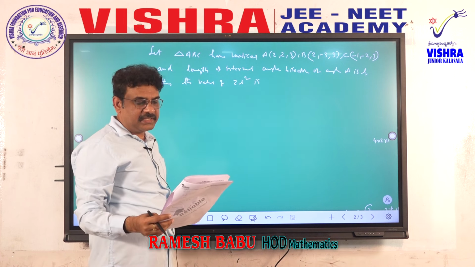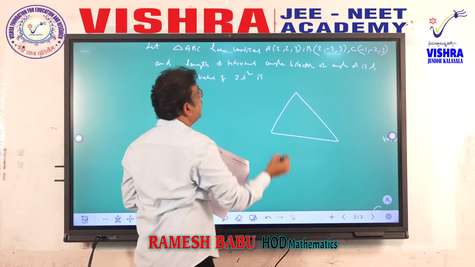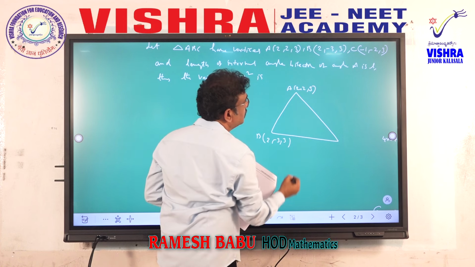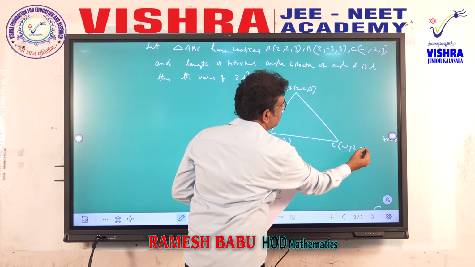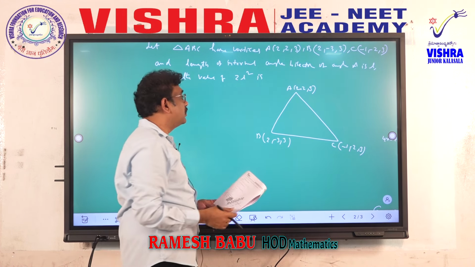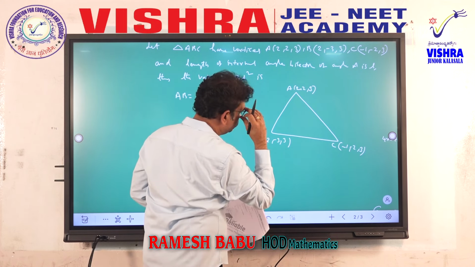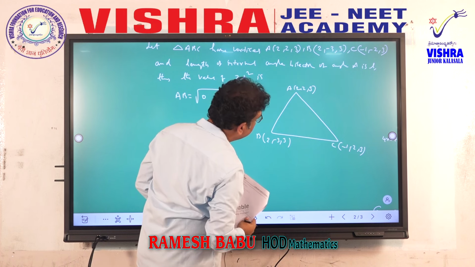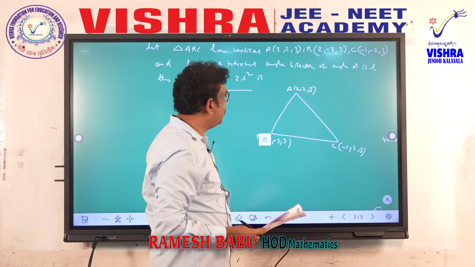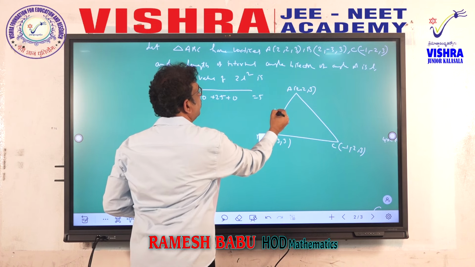Now here triangle ABC has vertices. Rough diagram. So now A equal to 2, 2, 3, B is 2, minus 3, 3, C is minus 1, minus 2, 3. So these are A, B, C and the length of the internal angle bisector here. Now, AB is equal to the distance, square root of 0 plus 25, here 2 minus of minus 3, that is equal to 5 square 25. Here 3 minus 3, that is equal to 0, so 5 units.